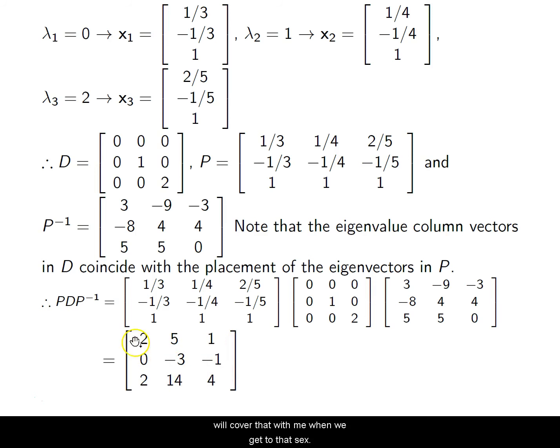We'll cover that when we get to that section. Okay. So notice that this is A, right? So this is the matrix we started with. So that is how you diagonalize A.